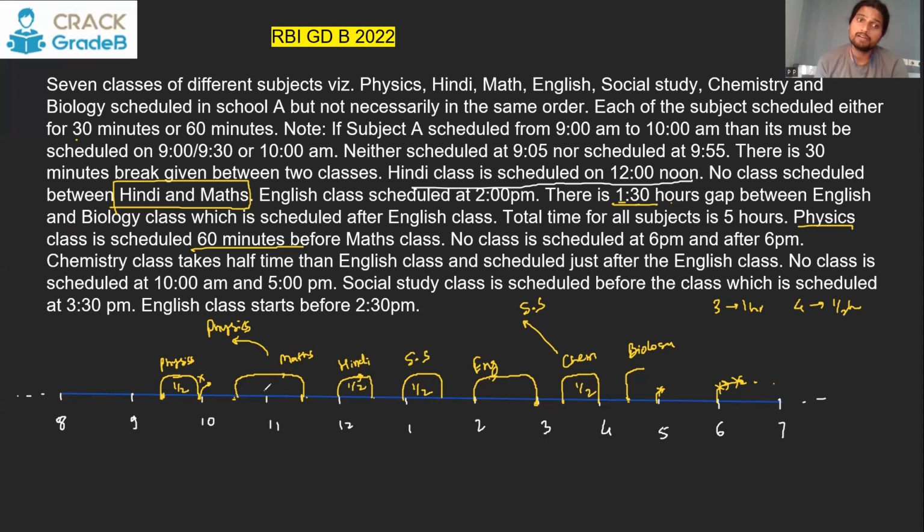So there are 3 1-hour classes left. This is a 1 hour class, this is a 1 hour class. That means biology is also a 1 hour class. So biology should end at 5:30. So this is how the scheduling will look. Let's answer the questions based on this.